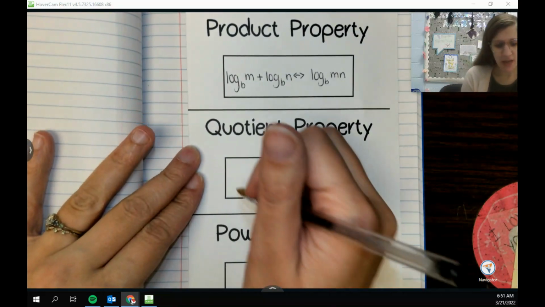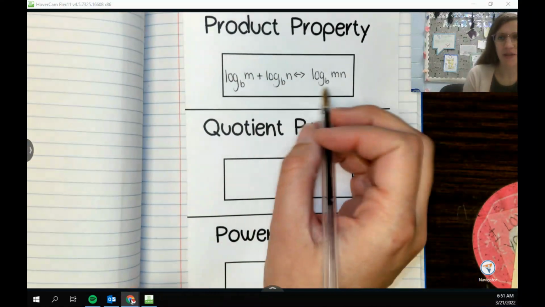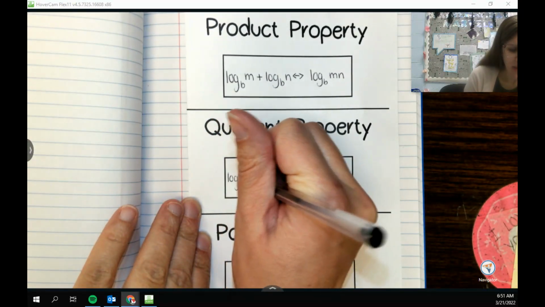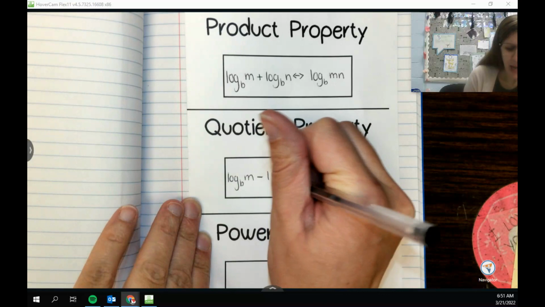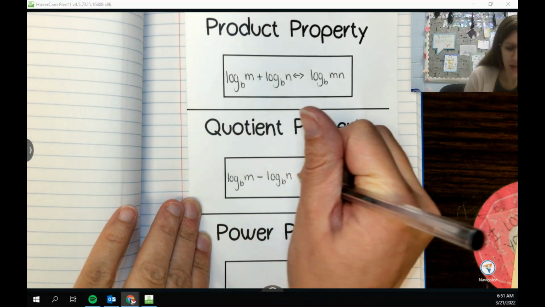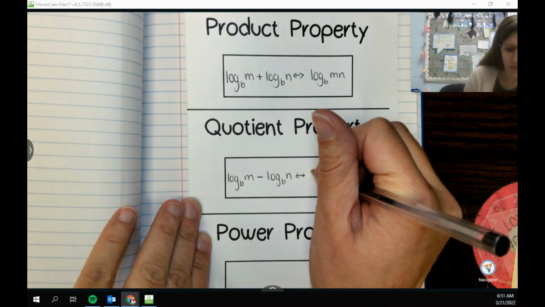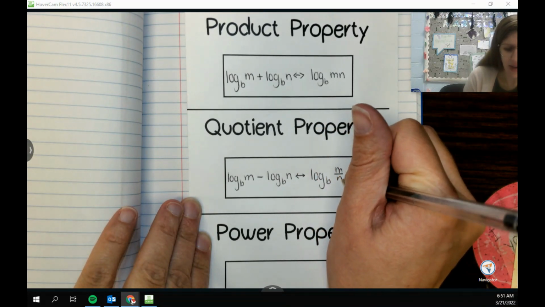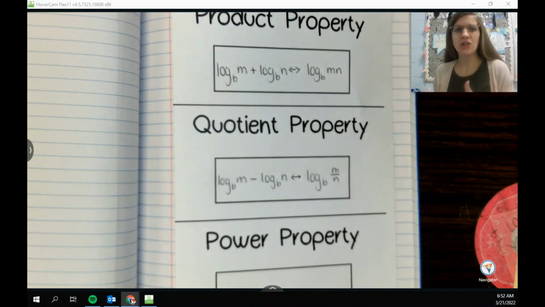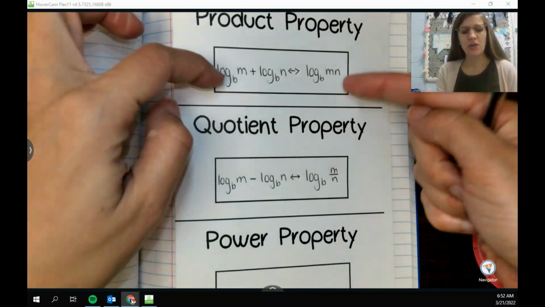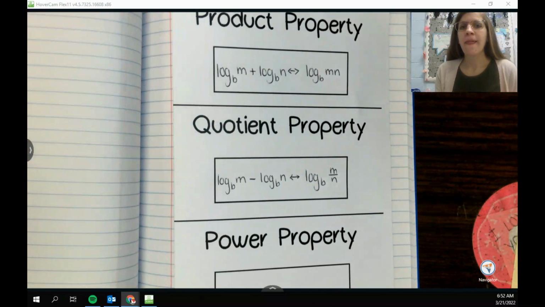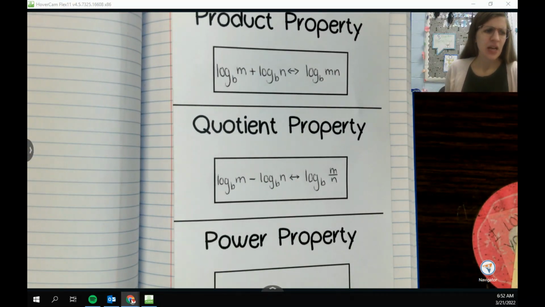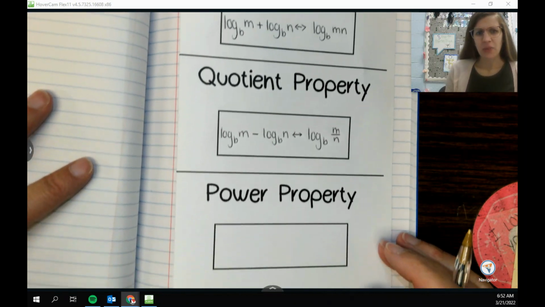Our quotient property, hopefully it also kind of makes sense. Like I feel this one makes sense and feels good. If I have a log base b of m minus a log base b of n, then I could rewrite that as log base b of m divided by n. And again, I just feel like addition and multiplication kind of go together. Everything's getting bigger here. And subtraction and division just kind of go together. Everything's getting smaller there. The last one is kind of the weird one.